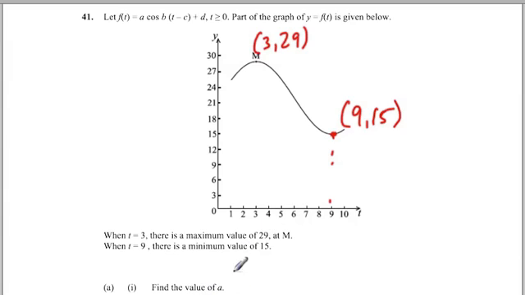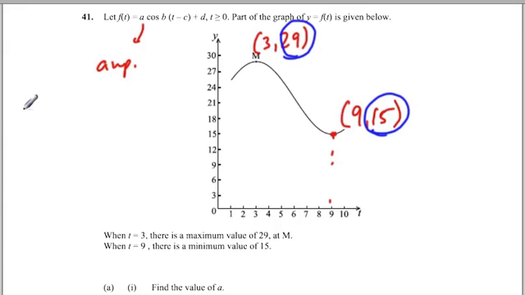Okay, so find the value of a. So notice a is the amplitude. Keep in mind, what is your max and min? Your max is not 3. 3 is just the x value. Your max is actually 29. What's your min? It's not 9, it's 15, because that's the y value. You always want to consider the y values of coordinates for your max and min.